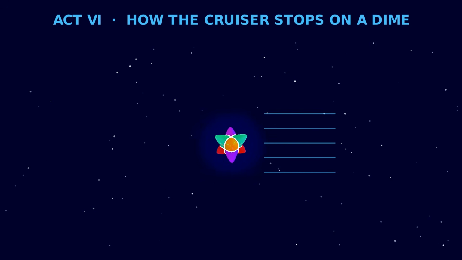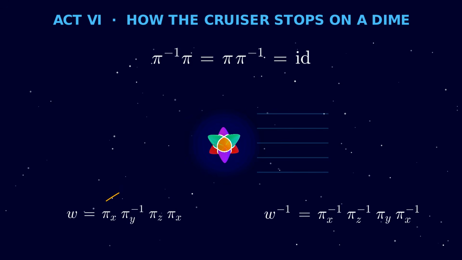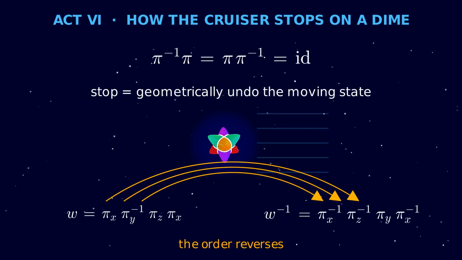Now suppose the cruiser is moving at enormous speed. A conventional spacecraft would have to flip around and burn its engines through a long, brutal deceleration. But the seed has inverse operations. For every group element pi, there is an inverse that undoes it. If the moving state was created by a word, then the stopping sequence is that word's inverse, with the order of operations reversed. This is not pressing the same buttons backward. The noncommutative structure remembers the exact sequence, and the craft stops by geometrically undoing the state that produced its motion.